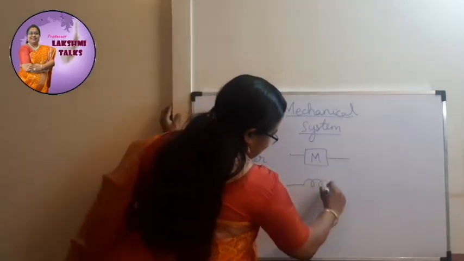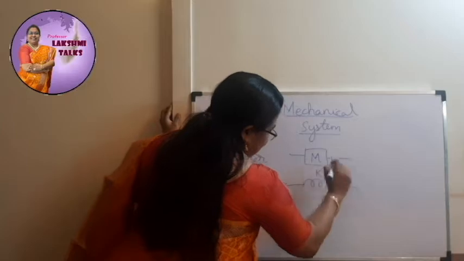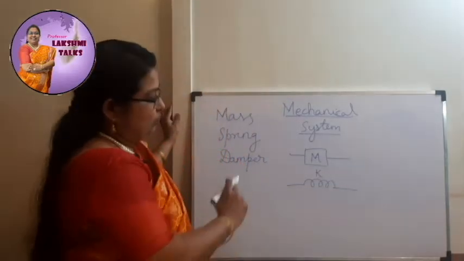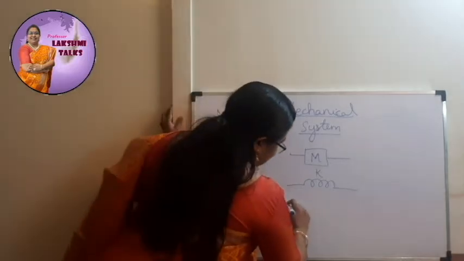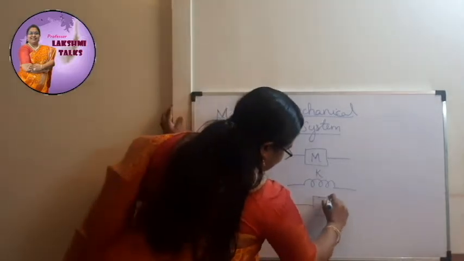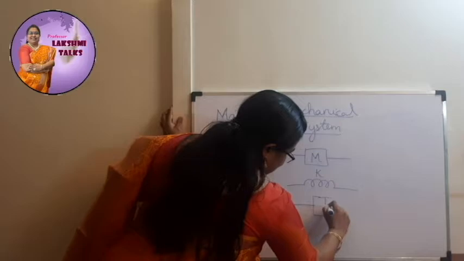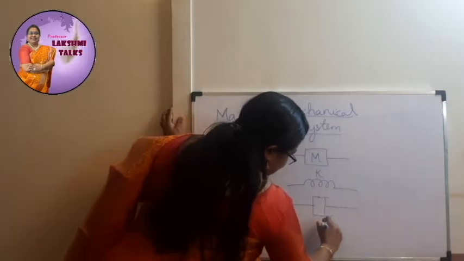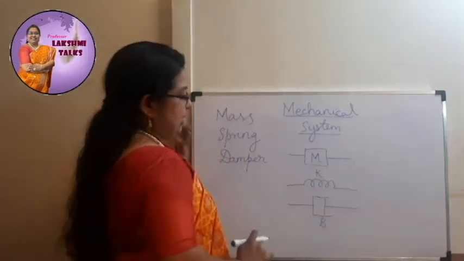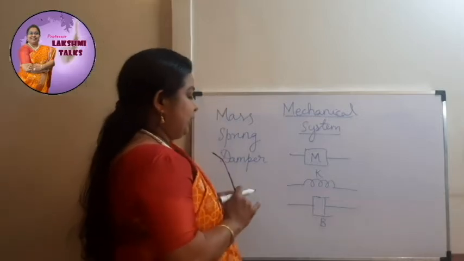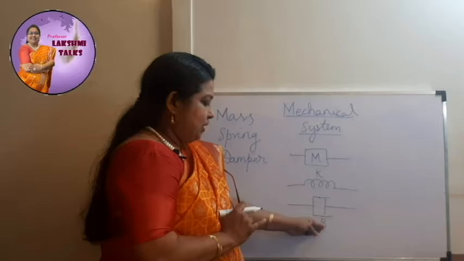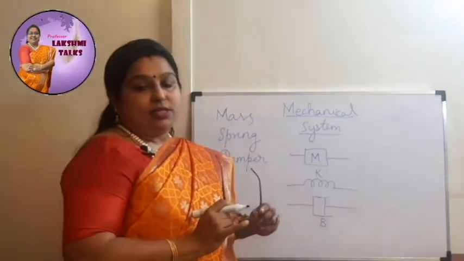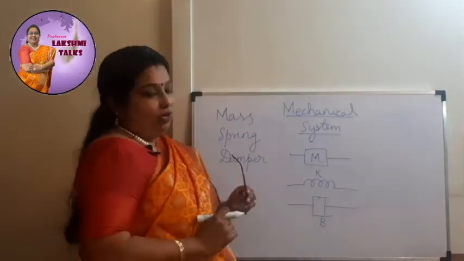Then a spring is given as this, with K. K is called the spring coefficient, and a damper is to reduce, right? A damper is notated by a piston cylinder arrangement, and you have this B. B is called the damping coefficient.